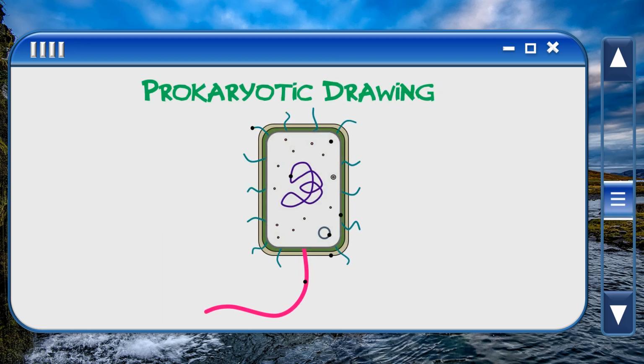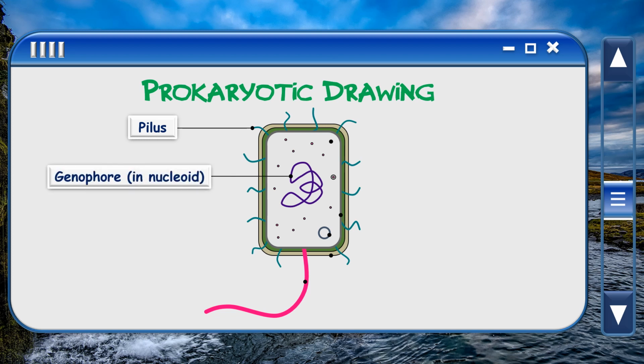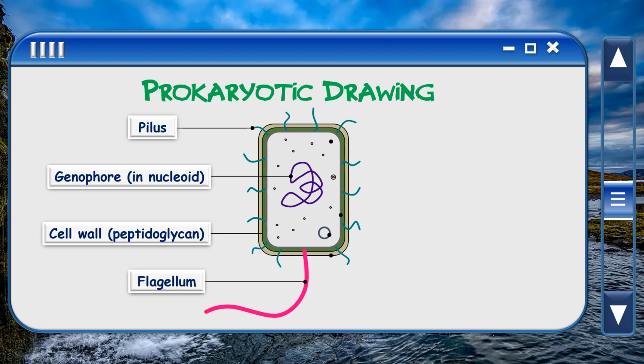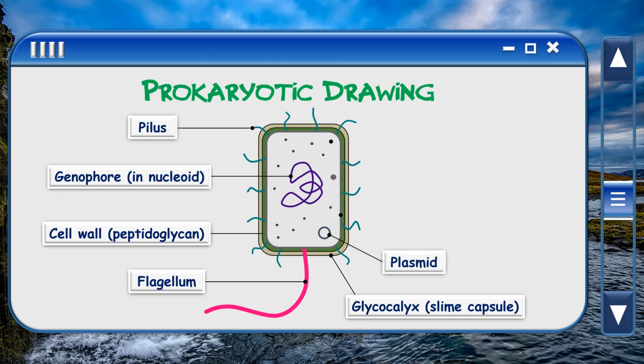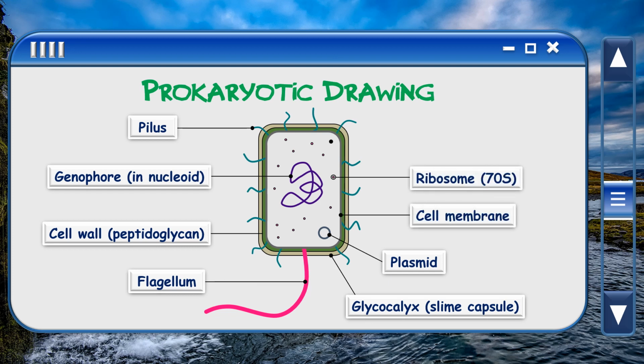If we are looking at the drawing, we shall move very fast now because we know the parts. That one is the pilus. We have the genophore or the nucleoid. We have the cell wall, peptidoglycan. We have the flagella. All of us can recognize the slime capsule, the covering. We have the plasmid. We have the cell membrane. We have the ribosome, 70S, and the cytoplasm.